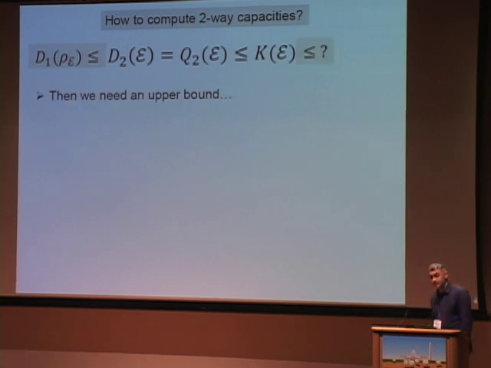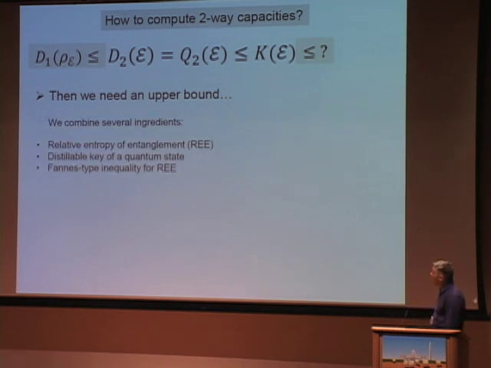Now we need an upper bound. This is a bit more difficult. In fact, we only achieved that recently. What we do is combine several ingredients. First of all, the relative entropy of entanglement.